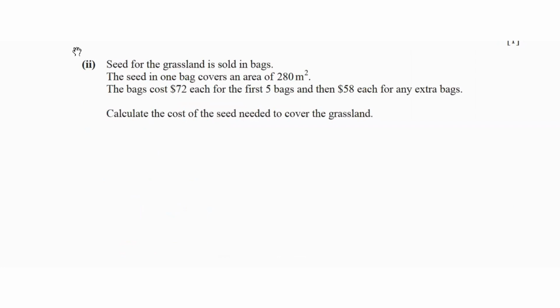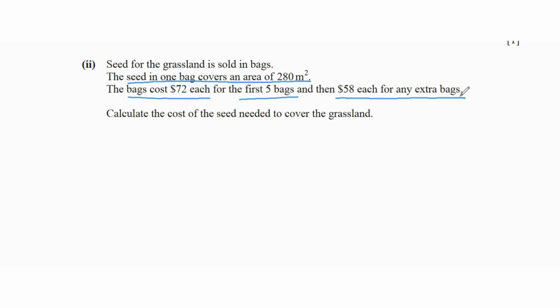Second part says seed for the grassland is sold in bags. The seed in one bag covers an area of 280 meters square. The bags cost $72 each for the first 5 bags, and then $58 each for any extra bags. Calculate the cost of the seed needed to cover the grassland.